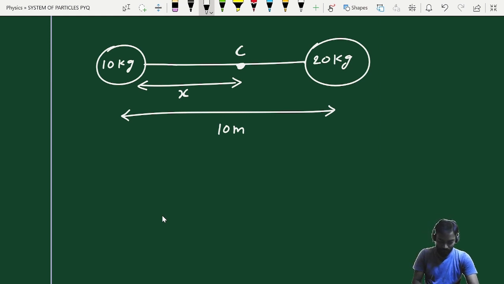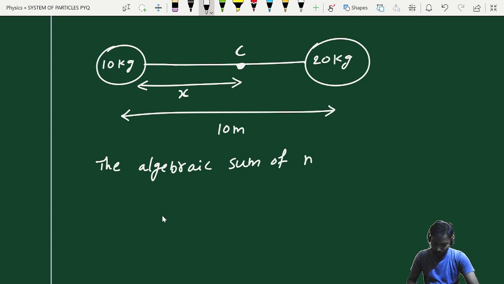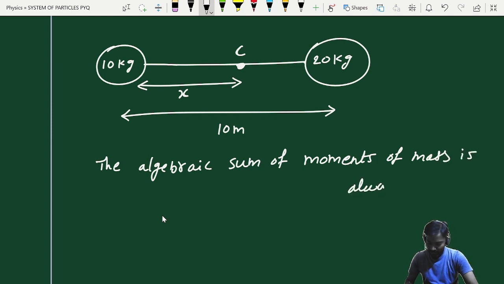Here while we are calculating position of center of mass, it is very clear that the algebraic sum of moments of mass is always 0. The algebraic sum of moments of mass is always 0. So this is the keyword in solving all the questions related to the calculation of position of center of mass of system of particles.